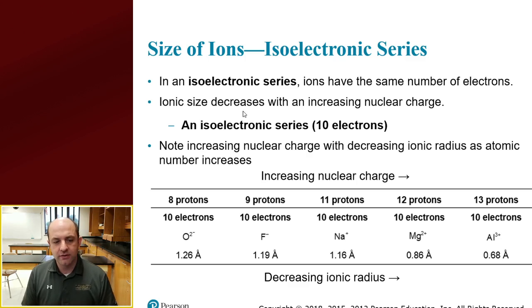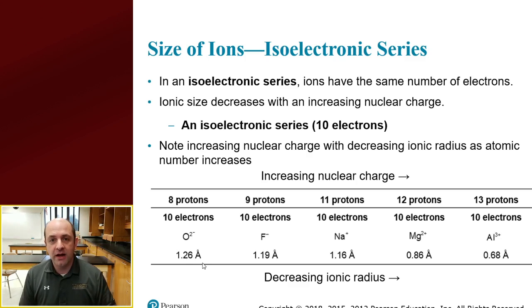Ionic size in an isoelectronic series will always decrease, again, with increasing Z effective or increasing nuclear charge. And for these, because they're all isoelectronic, we can just look at how many total protons are there. So it says note increasing nuclear charge with a decreasing radius as the atomic number increases. So as we go here, all of them have 10 electrons. Oxygen only has 8 protons, and it's up here at 1.26 angstroms. I should have noted that earlier.